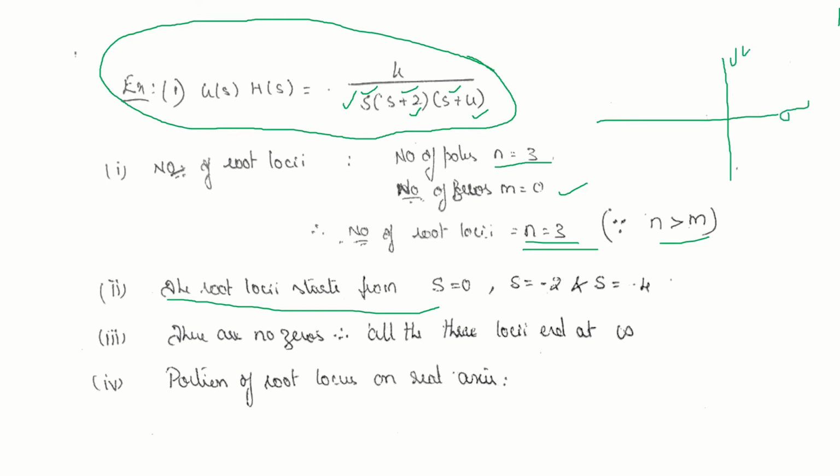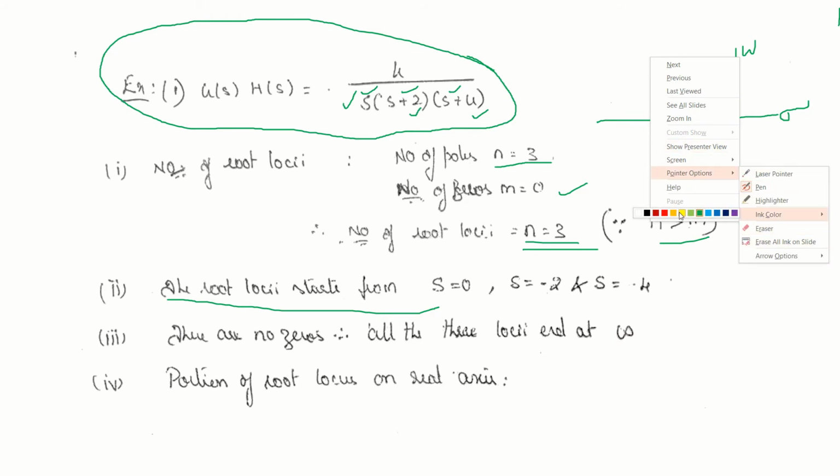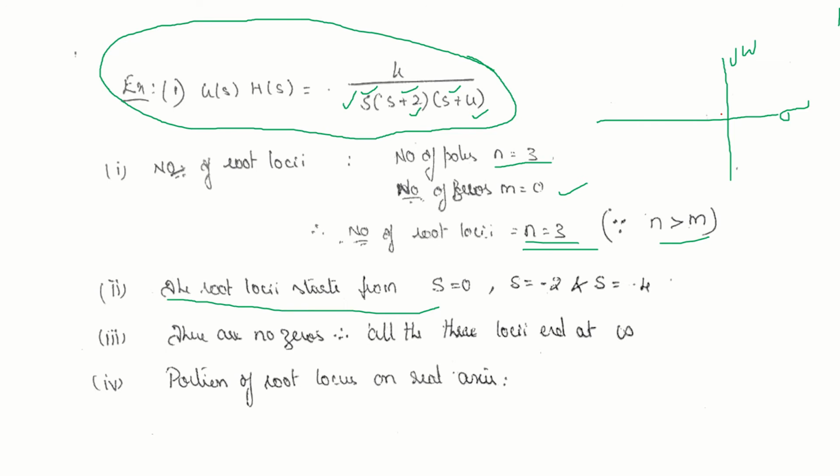So sigma j omega. Then there is one pole at s equal to 0, one at -2, one at -4. So one root locus should start from here, another root locus should start from here, another one from here. Where do these root loci end? There are no zeros. All root loci should end only at infinity.